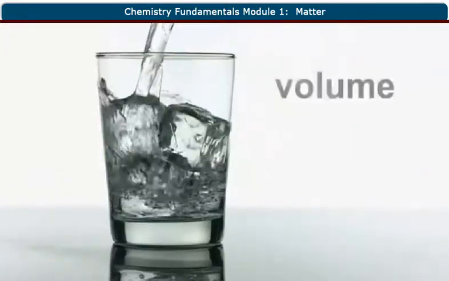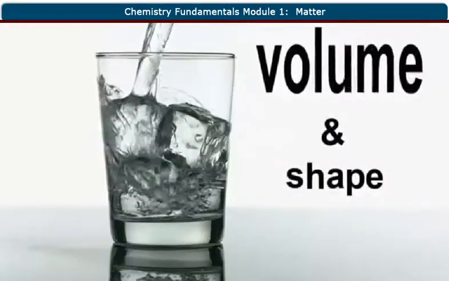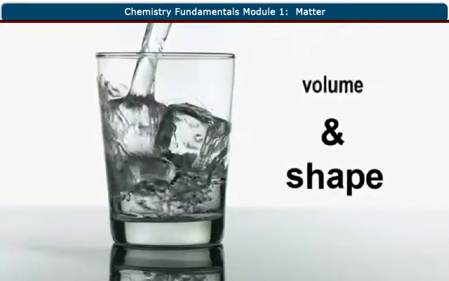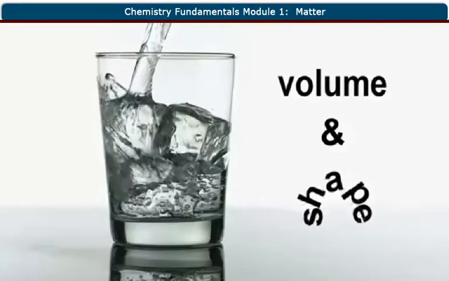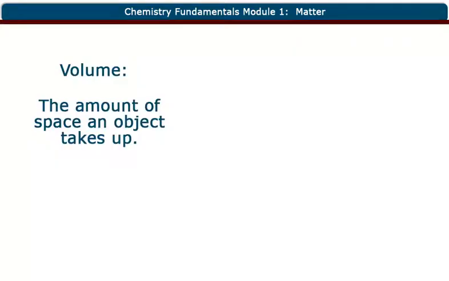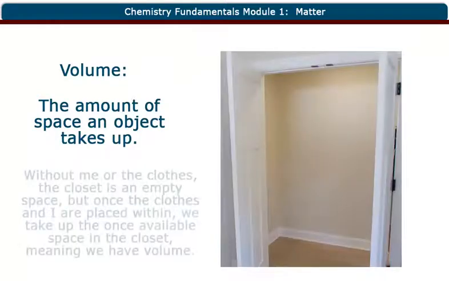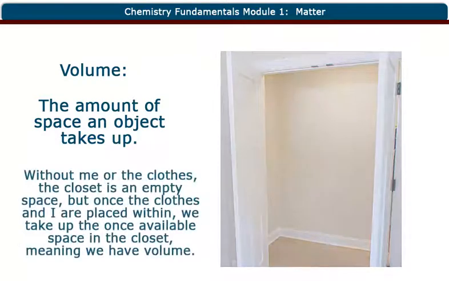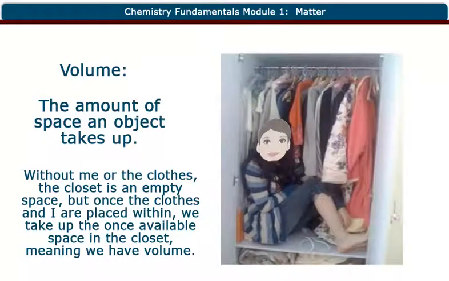Two terms associated with matter are volume and shape. We all know what shape is, so what is volume? Volume is the amount of space an object takes up. Without me or the clothes, the closet is an empty space, but once the clothes and I are placed within, we take up the once available space in the closet, meaning we have volume.